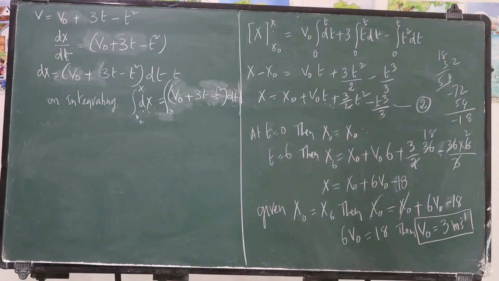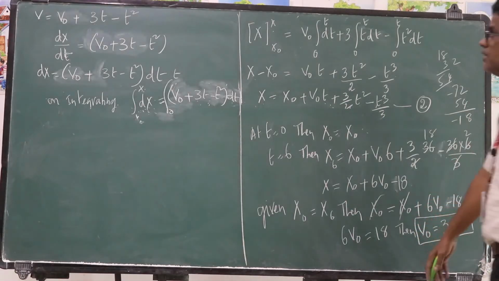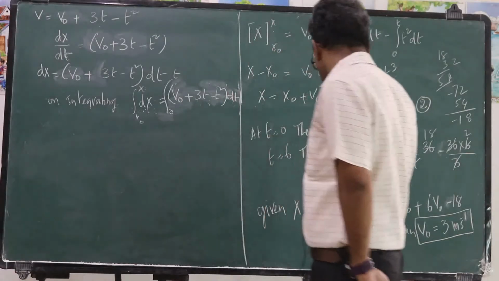So for the first question, what is the first question? Find its initial velocity. We got the initial velocity, the answer is 3 meter second inverse. Then what is the next question? The next question is the velocity at t is equal to 2 seconds.